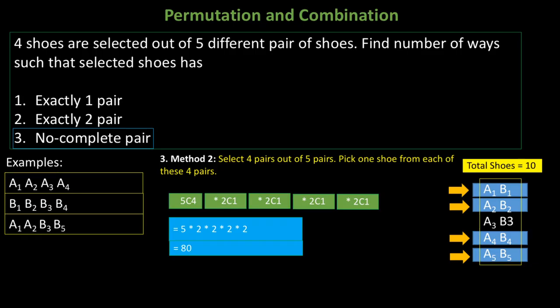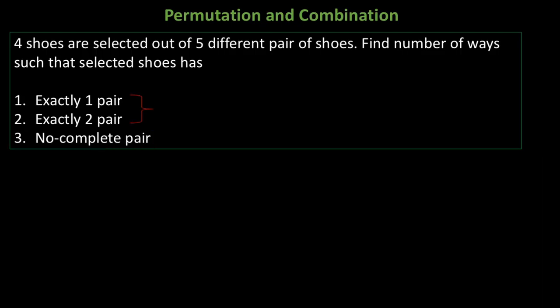All right. Now think about it. When you get these questions, think like a smart test taker. Remember, in the first 2 parts of the question, they have asked about exactly 1 pair and exactly 2 pairs. If I have to find no complete pair, it basically means that if I knew the total ways of choosing 4 shoes out of 5 different pairs, which means 4 shoes out of 10 shoes, and if I removed the cases of exactly 1 pair and exactly 2 pairs, then I should get the no complete pair cases. Because eventually the case where you select any 4 shoes out of 10 is nothing but the summation of cases where exactly 1 pair is present, exactly 2 pairs are present, and no complete pair is present.